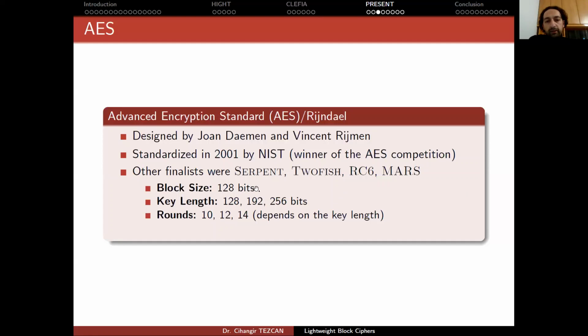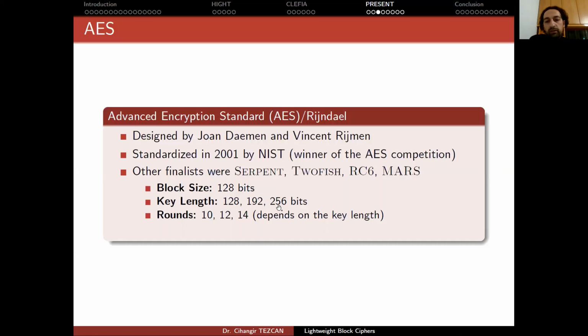So for AES, we have a block size of 128 bits. Key lengths are similar to CLEFIA, but of course CLEFIA was designed later than AES. It supports 3 key lengths. Depending on the security you want, you choose one of them. If you need speed, it is better to use the shorter key because the number of rounds is less, which is 10.